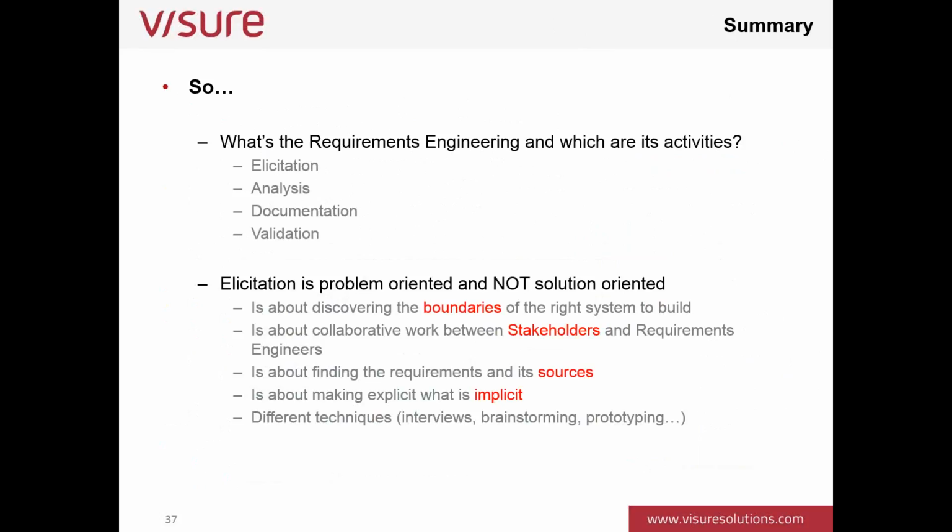Okay. Sorry, once again, I said stages. They are not stages, they are activities. Okay. Why? Because it's not a waterfall model. You go backward and forward. It's not a stage, it's an activity.